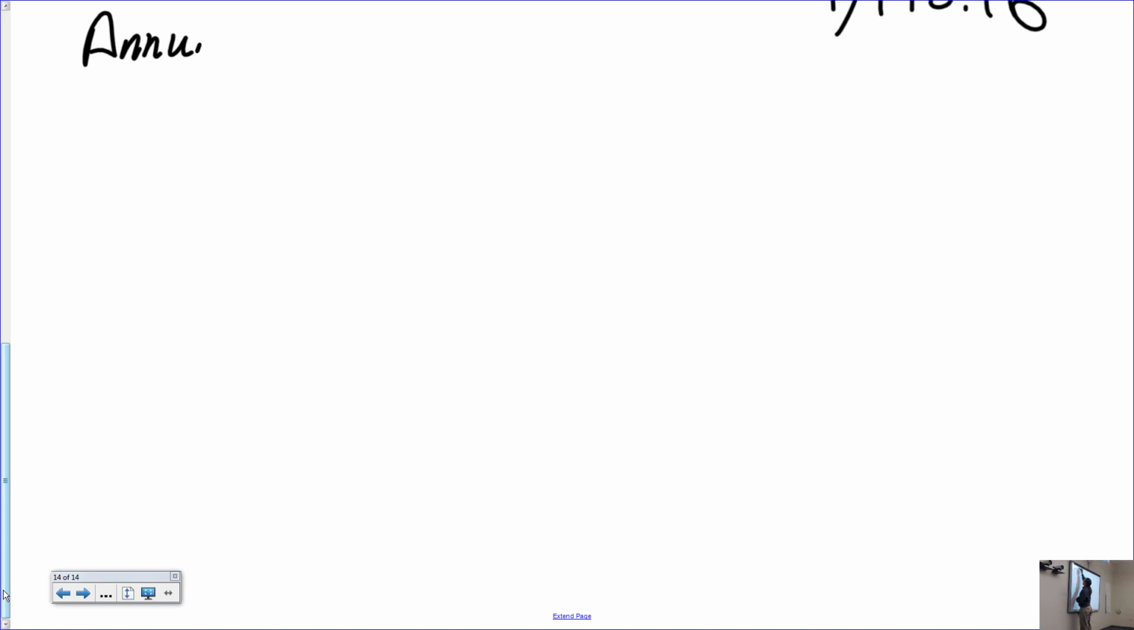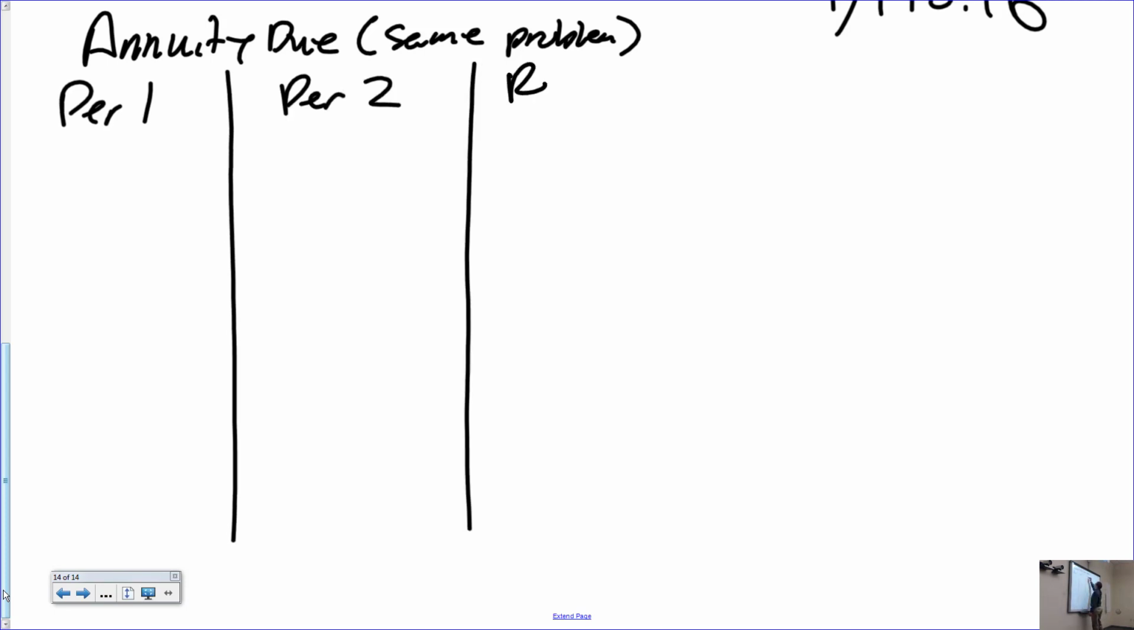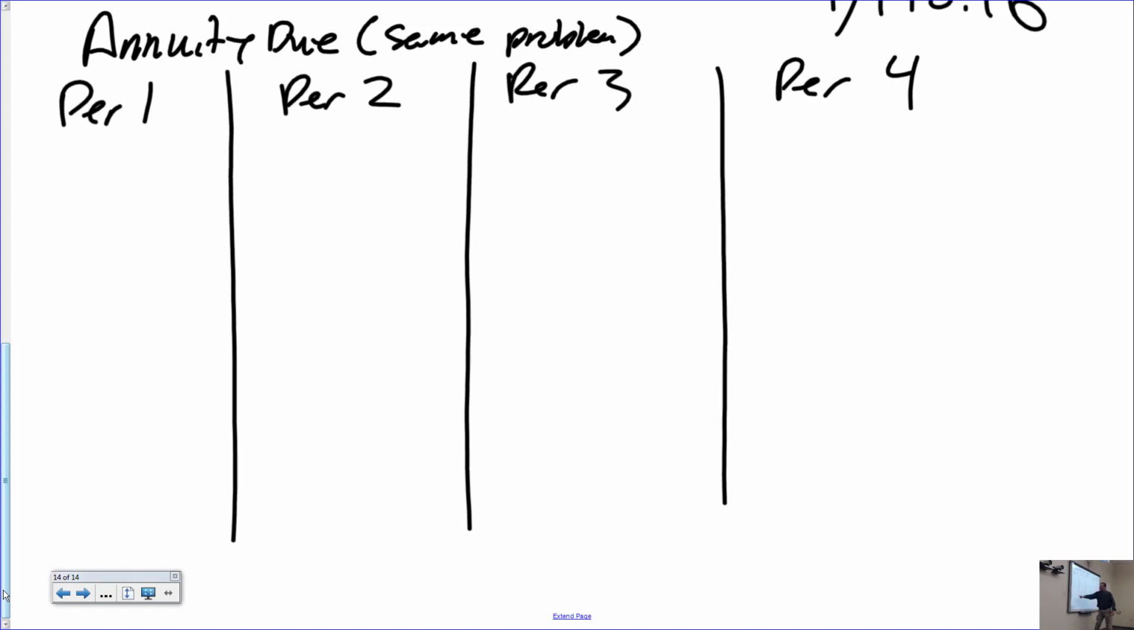Let's do the same problem doing annuity due. So now, when it's annuity due, when do I invest? In the beginning, okay? So now, instead of investing the $4,000 at the bottom, you do it at the top, right?